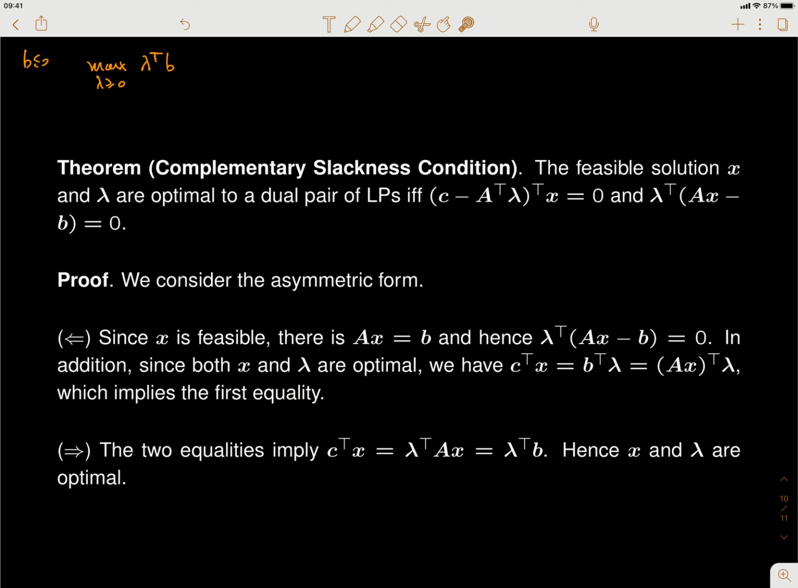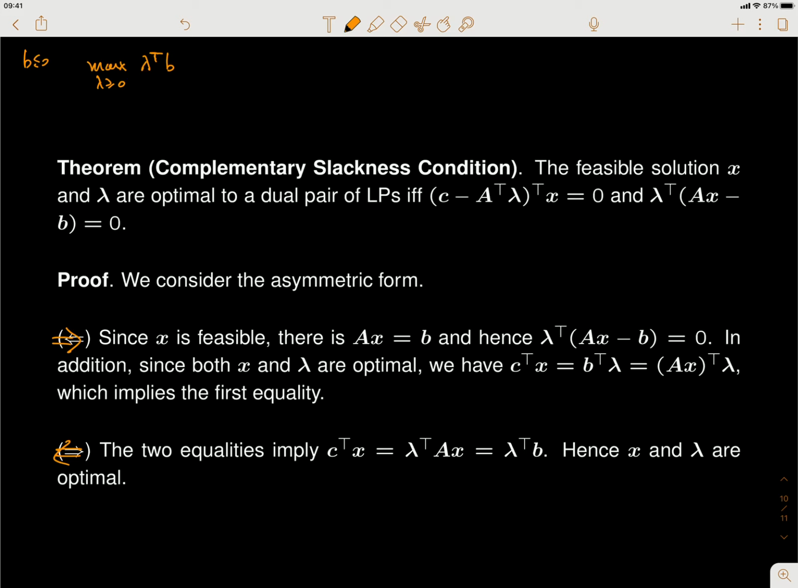I think I should say this direction first, and then this direction. So this means that for this first one, we're assuming lambda and x are optimal.